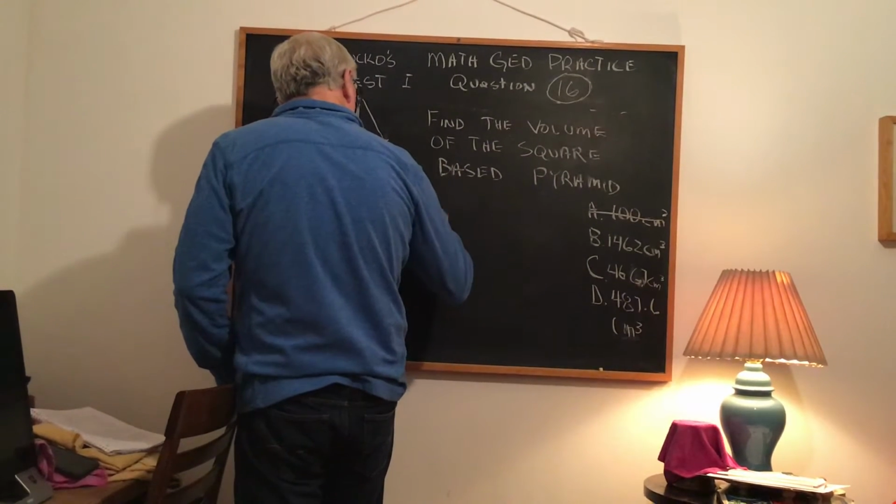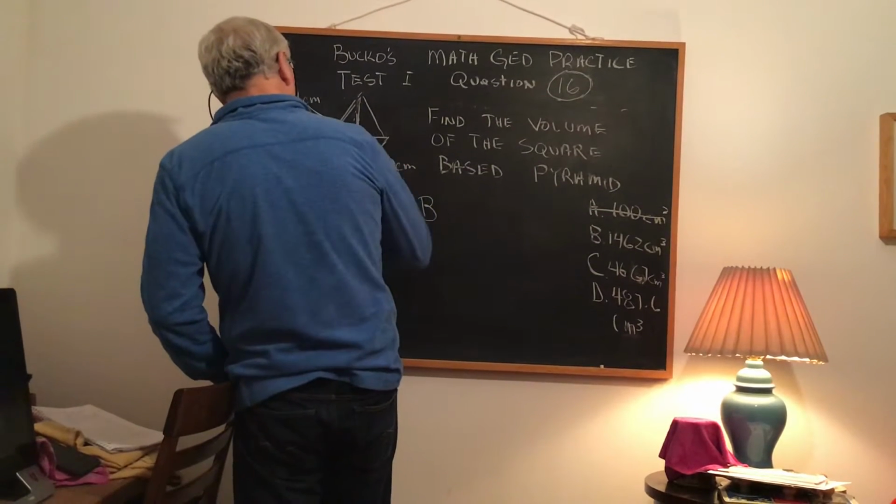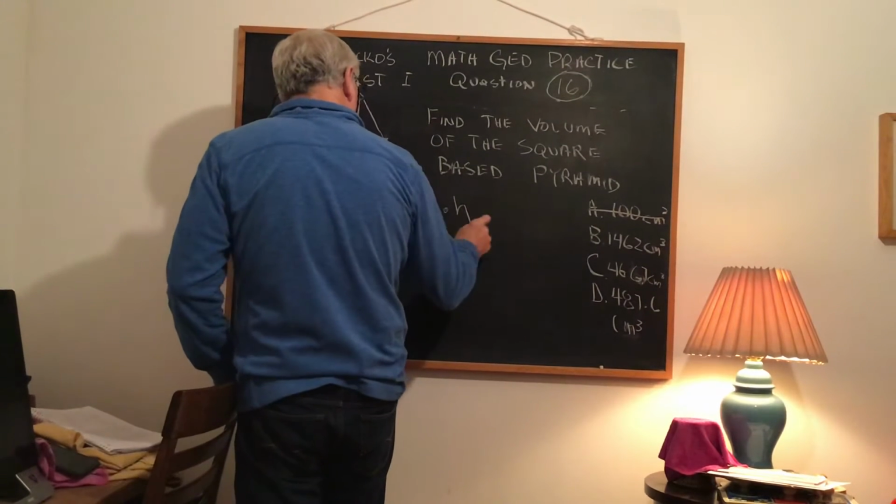Volume equals big B, area of the base, squared, times the height, divided by 3.